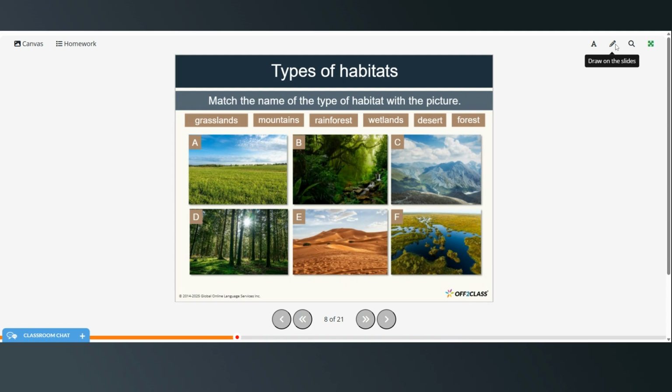All right, now let's match the type of habitat with the picture. All right, so picture B would be forest. Picture C would be mountains. Let's see, picture F would be wetlands. Picture E would be desert.